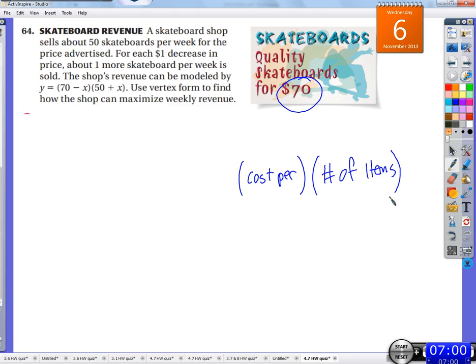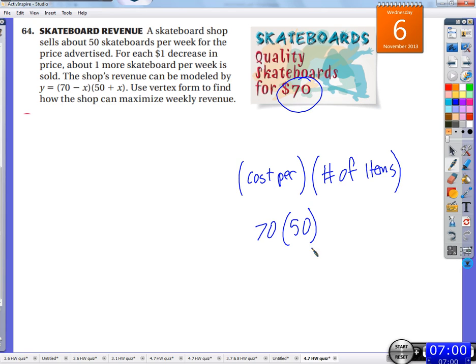Okay? Well, currently, right now, how much money do they make in a week on skateboards? Per skateboard, 70 per skateboard, 50 skateboards per week. So right now they're making 70 times 50, 3,500. But they're talking about reducing the price by a dollar and then selling how much more? One more skateboard a week. So it's a nice one-to-one relationship. You decrease the cost by one, you gain one more customer. Why'd you gain one more customer?